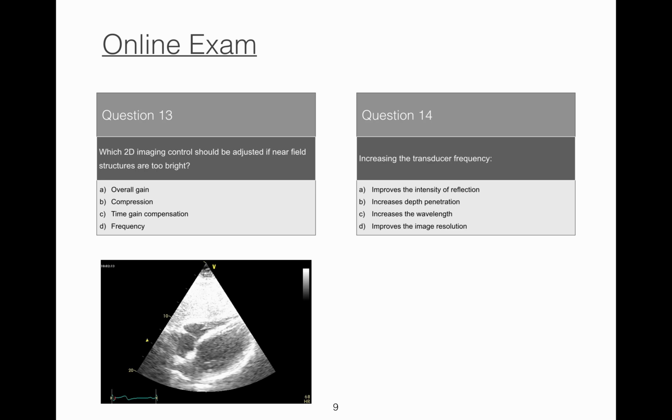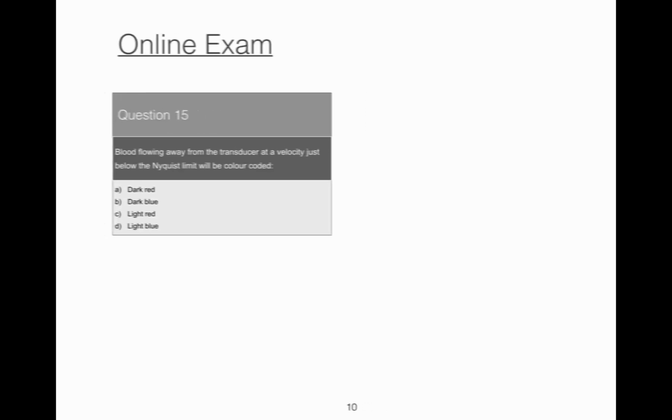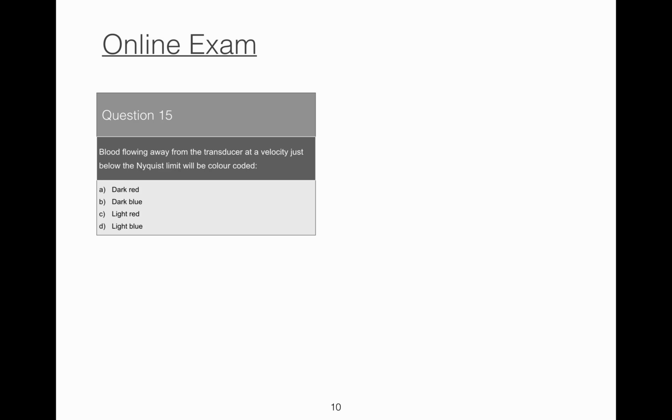In question 14, you are asked to indicate what an increase in frequency does. The one improvement an increase in frequency brings is in resolution. Question 15. Blood flowing away from the transducer at a velocity just below the Nyquist limit will be color-coded what? Light blue.